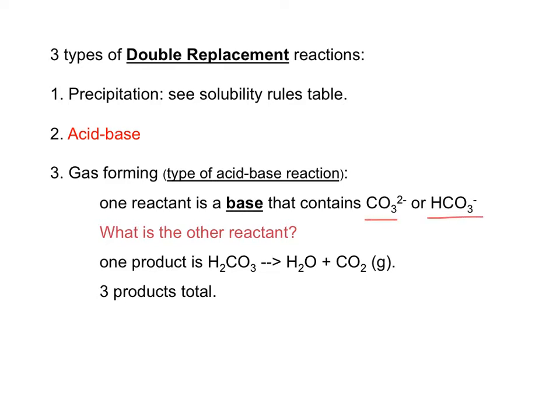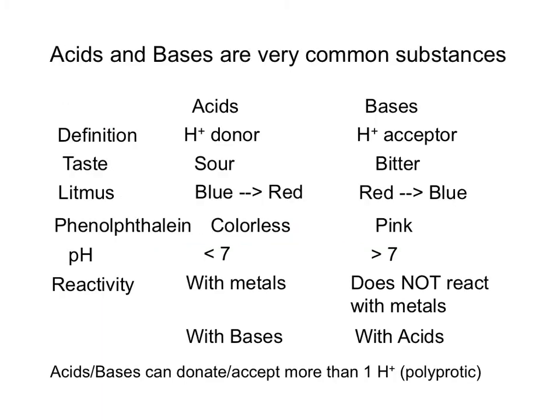Stop the video and figure out what is the other reactant. And the answer is an acid. In an earlier video, we defined acids and bases, and we looked at properties of acids and bases. So stop the video and review this information. Remember, properties are used to identify substances.